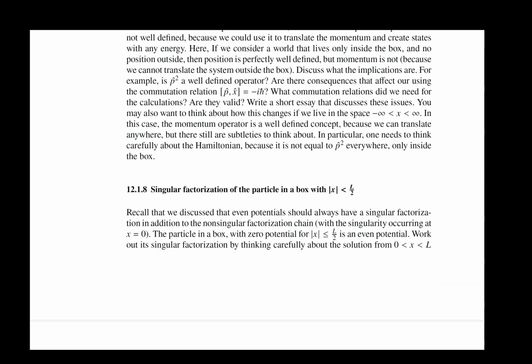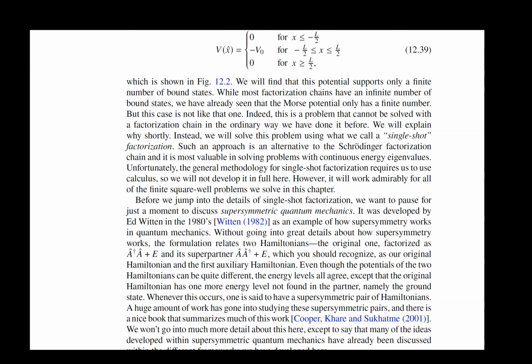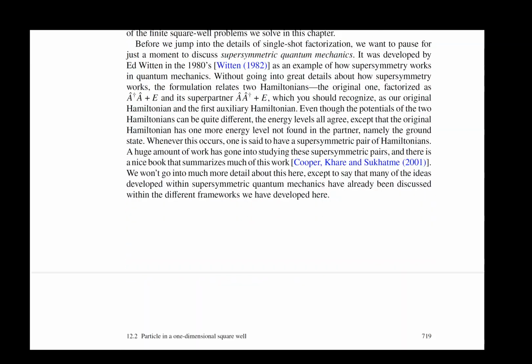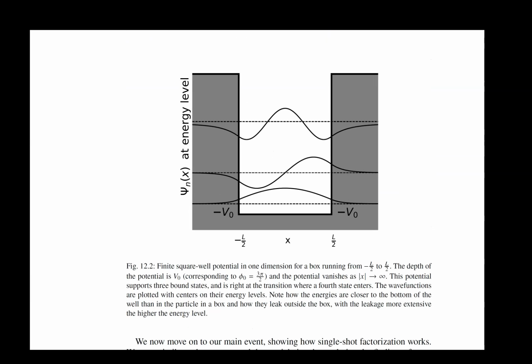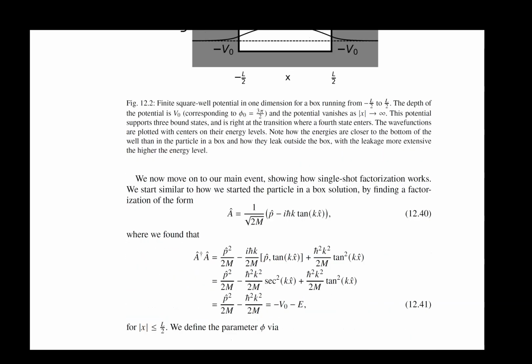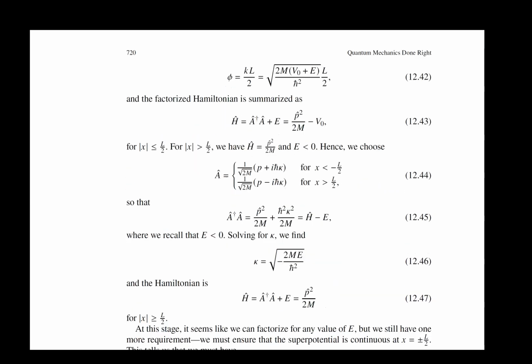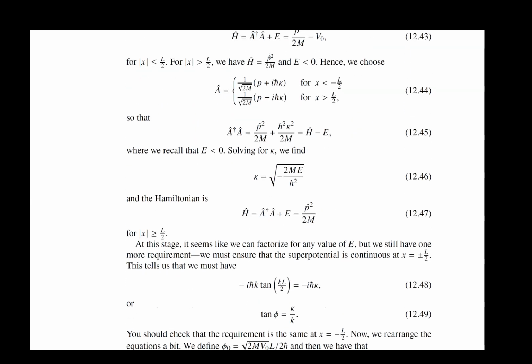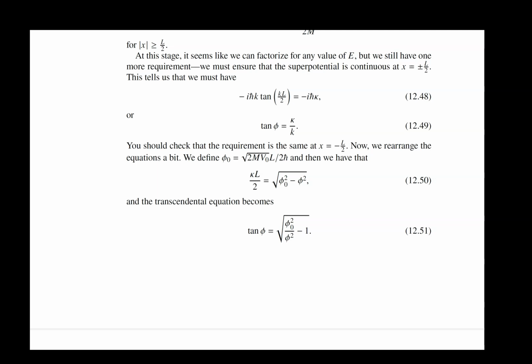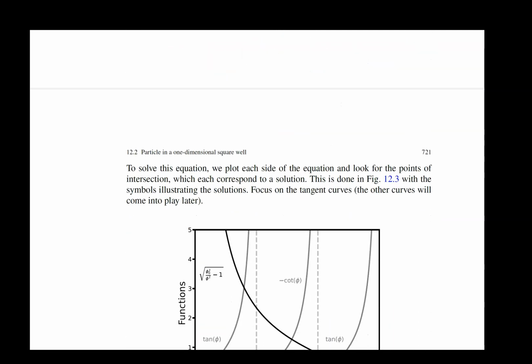Okay, after solving for particle in a box, we look at the particle in a finite square well. This cannot be solved by the factorization method in all space because the potential has a discontinuity in it. So we have to use a method called single-shot factorization that allows us to solve it. And we, in essence, solve the problem all at once for all of the energy eigenvalues and energy eigenfunctions.